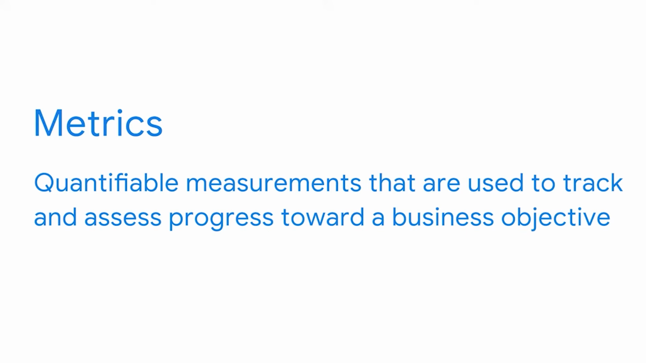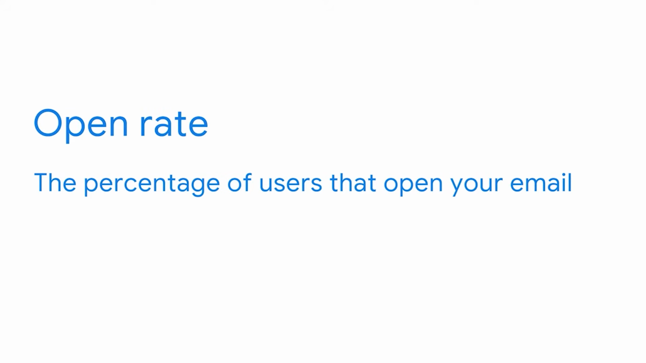Recall that metrics are quantifiable measurements used to track and assess progress toward a business objective. This is important to remember as we explore the most commonly used metrics in email marketing. Whether you're the one tasked with setting KPIs at your company or they're already set for you, you'll need to know the importance of each metric in email marketing. In this video, we'll explore open rate, click-to-open rate, and unsubscribe rate. Let's get into it.